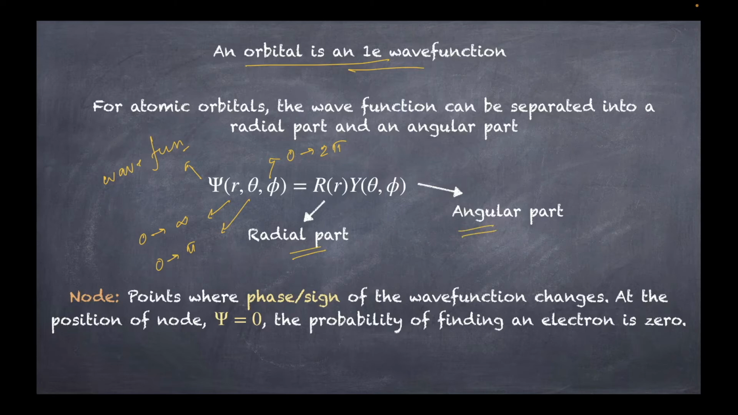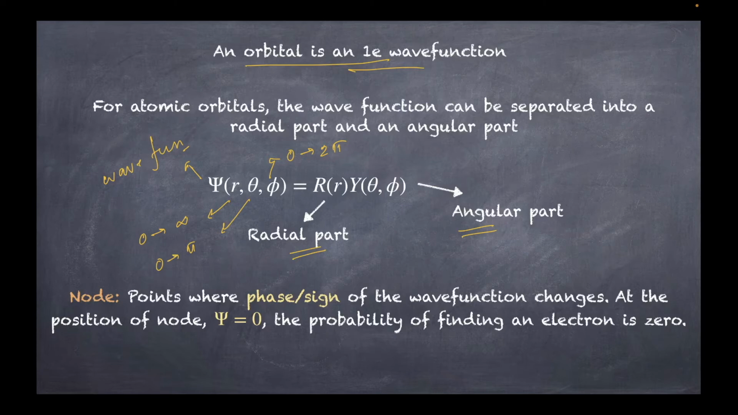Now the radial part of the atomic orbital wave function defines the size of the orbital as a function of r. That means the size of the orbital as a function of distance from the nucleus. And the angular part of the wave function defines the orientation of the orbital in space.